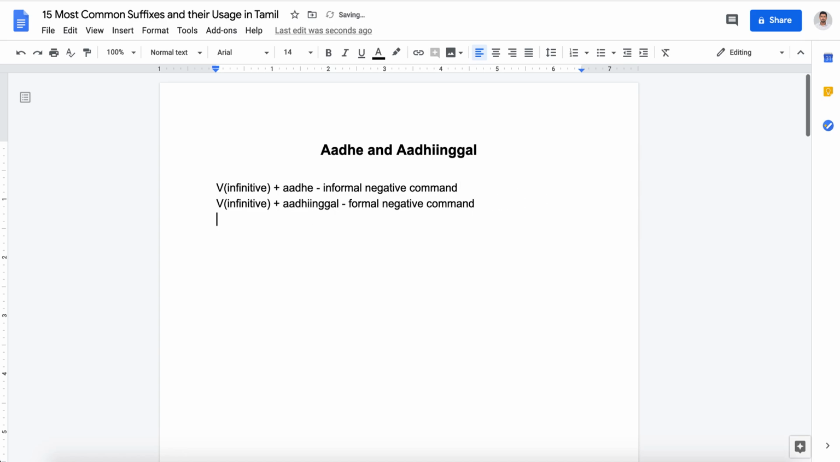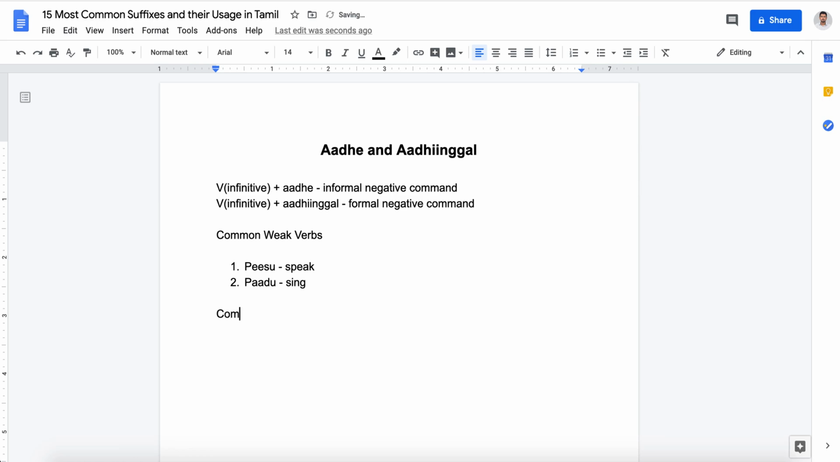Before talking about this, first let's learn some common verbs. When you talk about verbs in Tamil, we have two types of verb, weak verbs and strong verbs. Let's learn two common weak verbs and two common strong verbs. If I say பேசு, it means speak. If I say பாடு, it means sing. These are two common weak verbs.